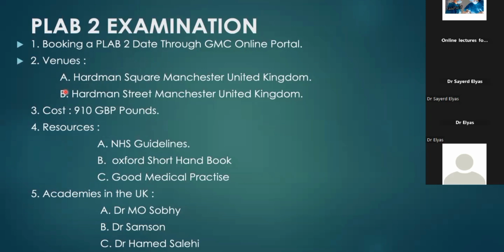There are two buildings there. One is Hardman Square, Manchester, United Kingdom. The other is Hardman Street, Manchester, United Kingdom. Okay. The cost of this exam is around 9-10 hundred GBP pounds.